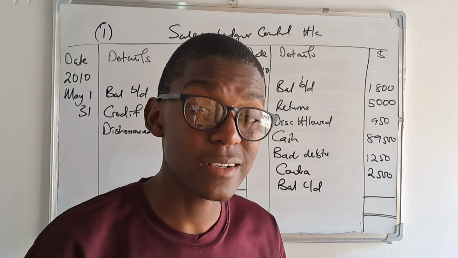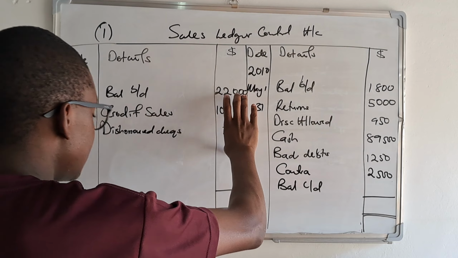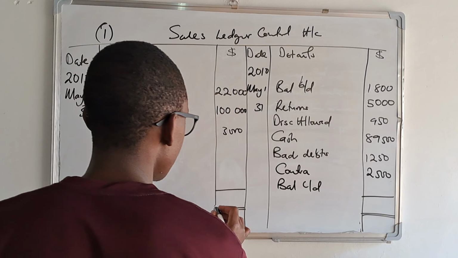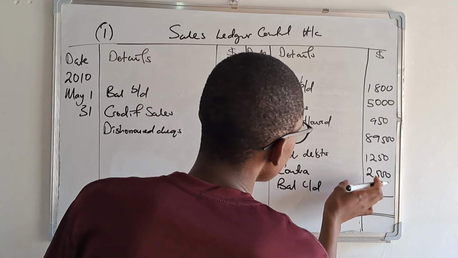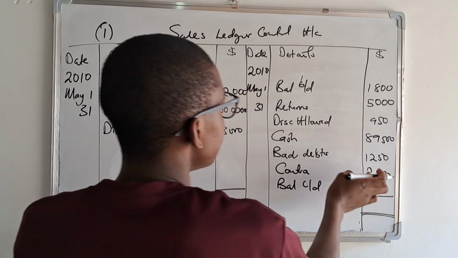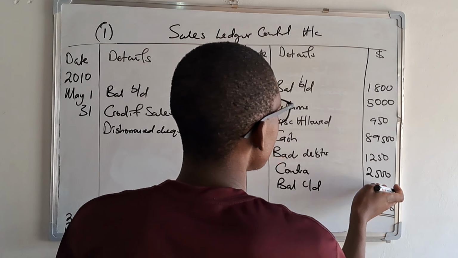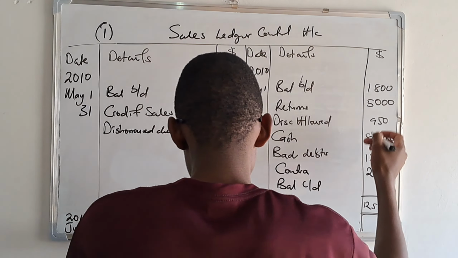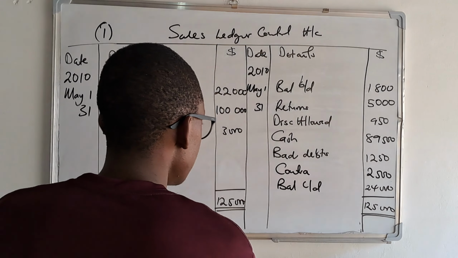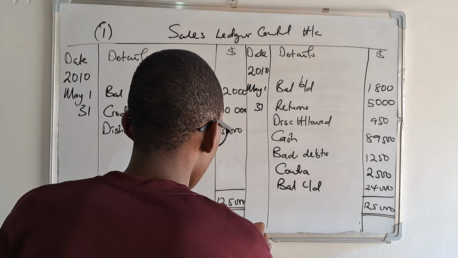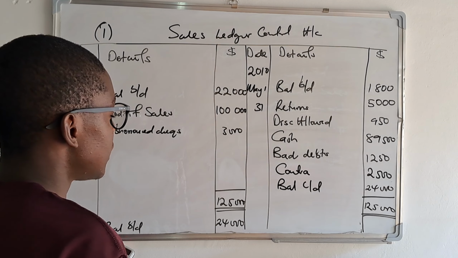But let's use our calculator. Let's punch our figures on the calculator. You need to add this side. If you add this side, you get 125,000. Then it means that this side is bigger than this one. We write 125,000. Then 125,000 minus the total of these balances, you get 24,000. Then balance BD is going to be 24,000. That's how you prepare a sales ledger control account.